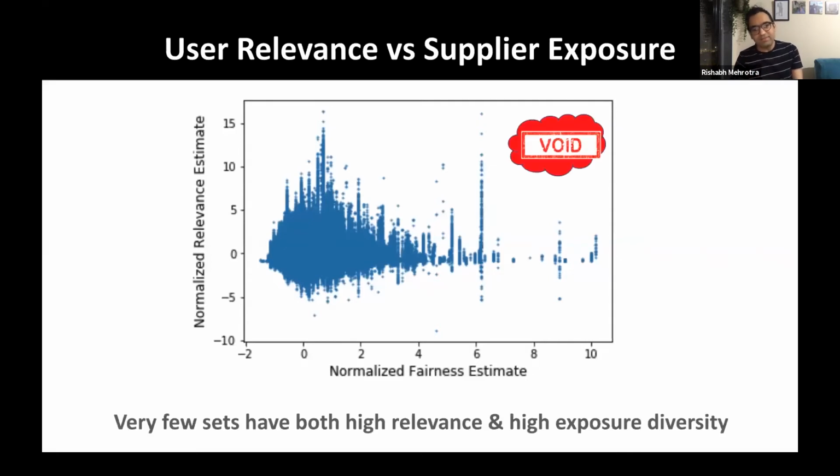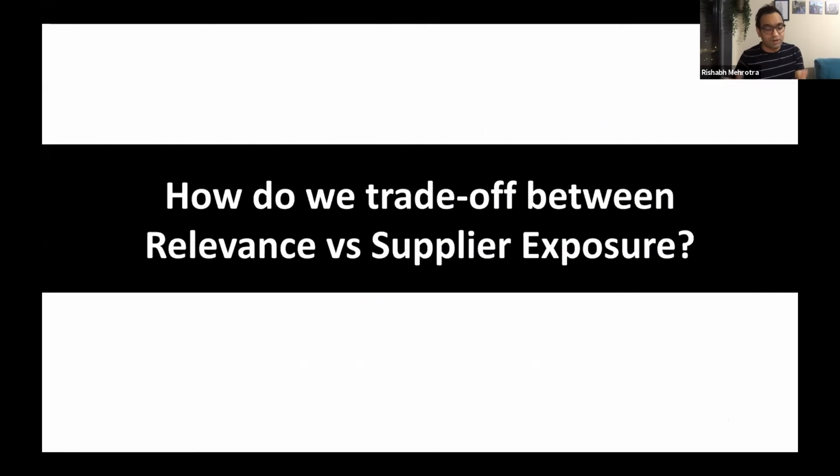Now, interestingly, there's nothing at the top right. So I don't have any fair content which is relevant to users. Had it been there, my job is done. Then I can just keep on showing that content and everybody's happy. I do well on artist diversity, I do well on relevance, and it's a happy world. But that's not the case, and we're seeing that there's a trade-off. I can do one for the other.